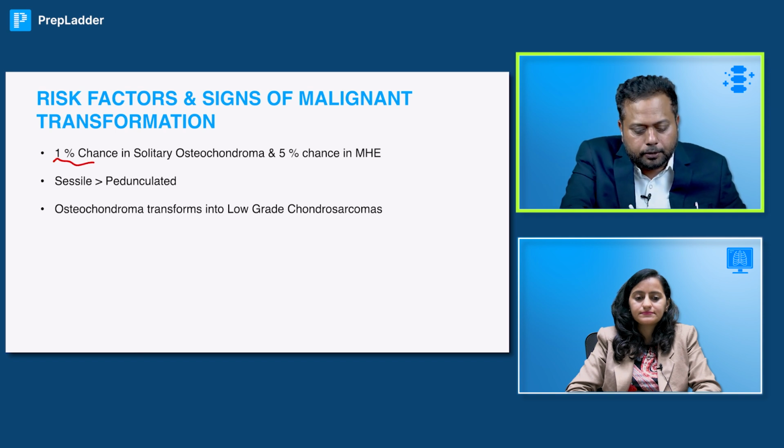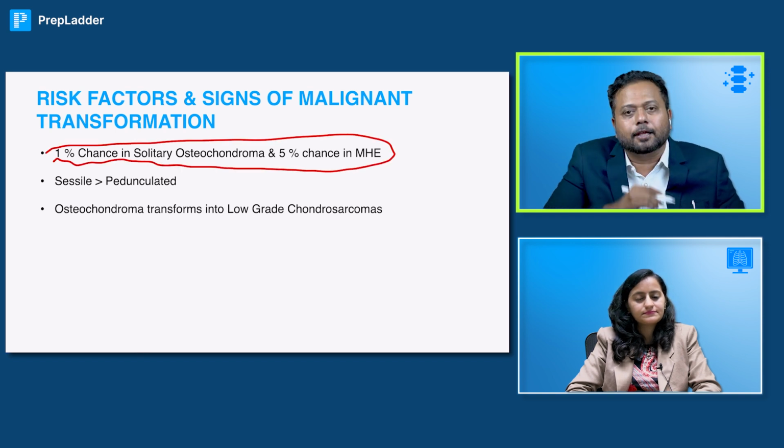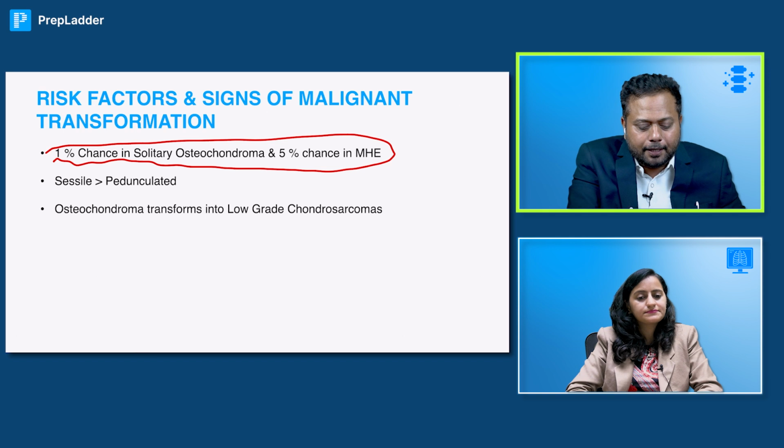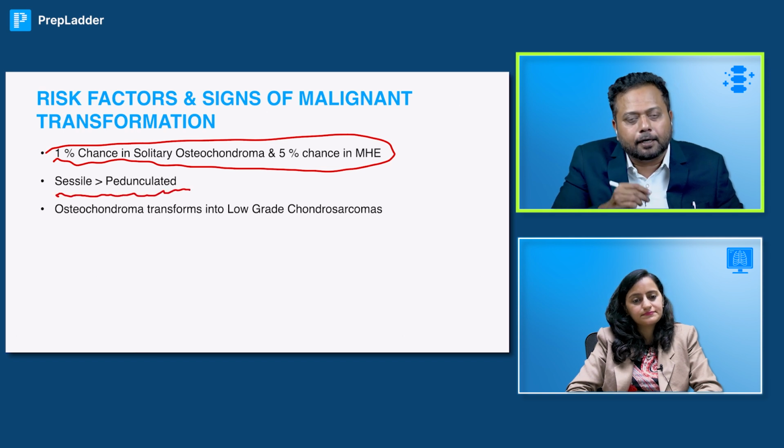So this was an asked question. That's why I had given the statistics. This was an asked question, an FMG question, so it's very important. Then sessile, Nikita ma'am already told this. Sessile carries more chance of malignant transformation than pedunculated. Then osteochondroma transforms into low-grade chondrosarcomas.